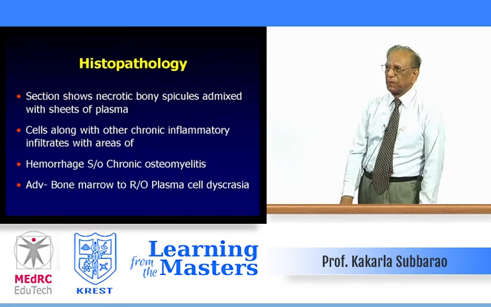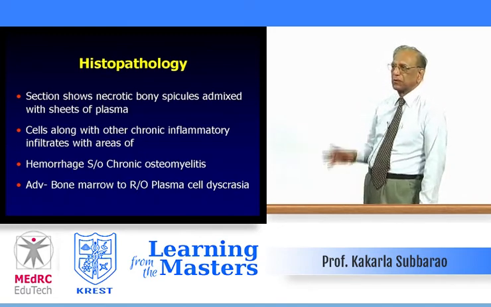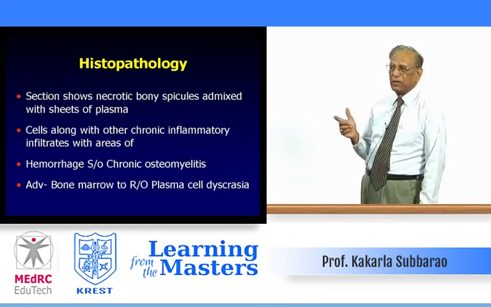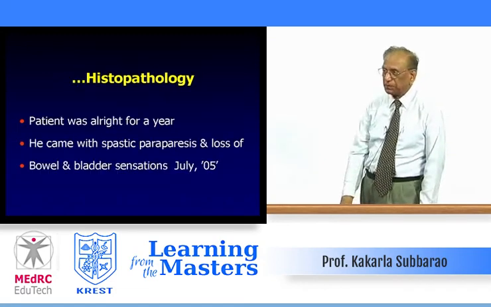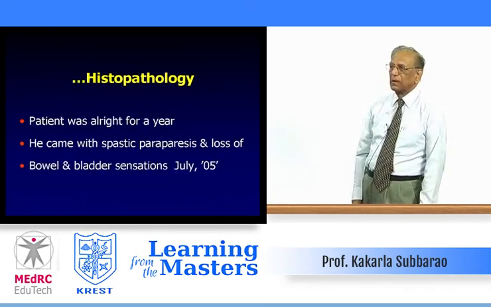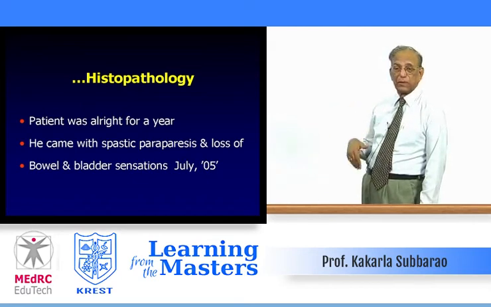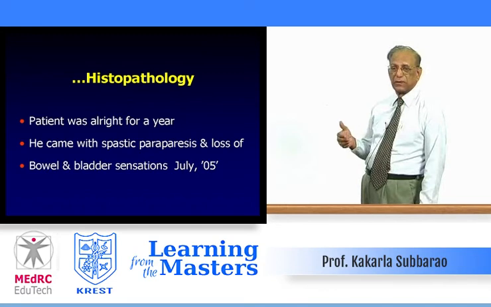Conventional radiology. Histopathology section shows necrotic bony spicules admixed with sheets of plasma cells along with other chronic inflammatory infiltrates with areas of hemorrhage. Could it be chronic osteomyelitis, they said. Advised bone marrow biopsy to rule out plasma cell dyscrasia. And then the patient was all right for a year. He came with spastic paraparesis, loss of bowel and bladder sensations in July 2005.